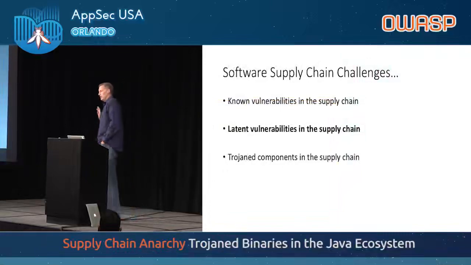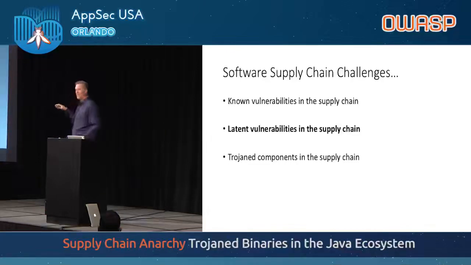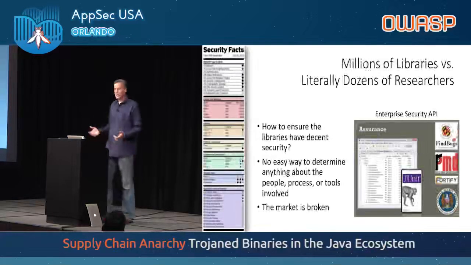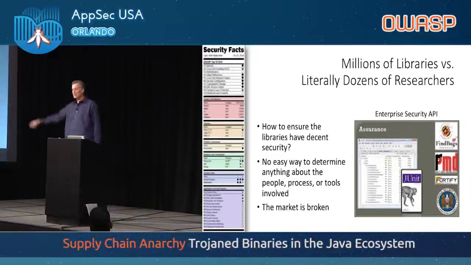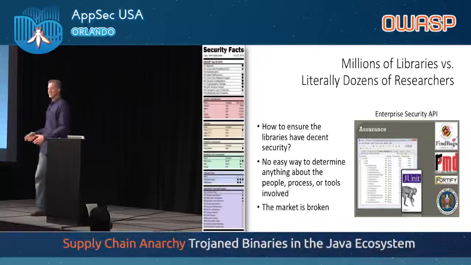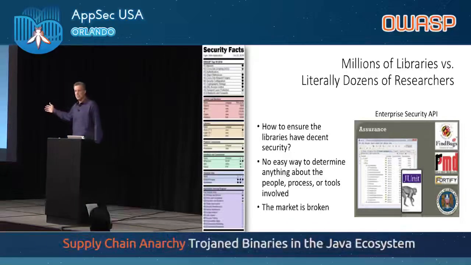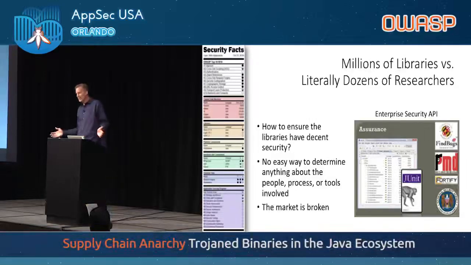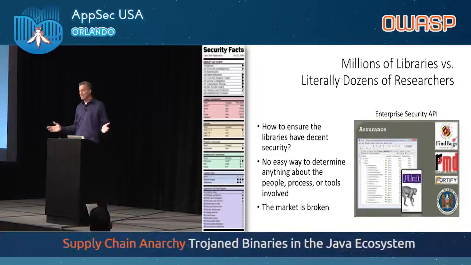Okay, so that's my thinking on known vulnerabilities in the supply chain. I want to move to latent vulnerabilities in the supply chain. So these are the unknown vulnerabilities that are still out there. So I like to think of this as millions of libraries out there across tons of different languages and environments, and there are literally dozens of researchers focused on this problem. That's the asymmetry in what we've got. And God bless these researchers that are doing this work and finding this stuff, but we're nowhere near coverage over the universe of open source libraries. It is just massive in terms of problems.